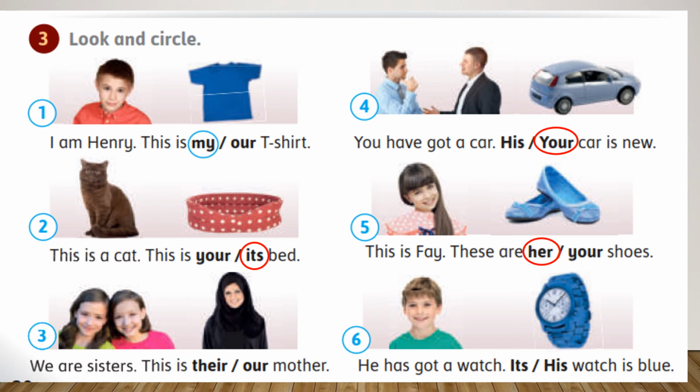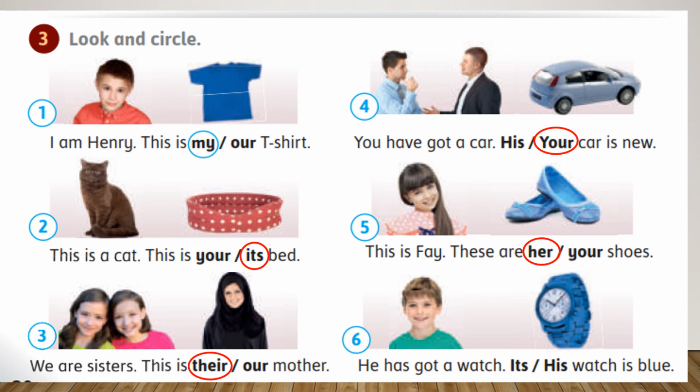We are sisters. We say, this is their mother, or this is our mother? Of course, this is our mother actually. The correct answer is our mother. We are sisters. This is our mother, not their mother as it is in front of you. Sorry about this mistake. What about number 4?